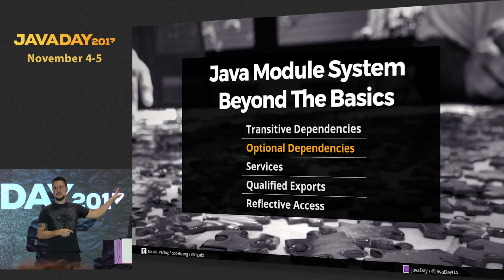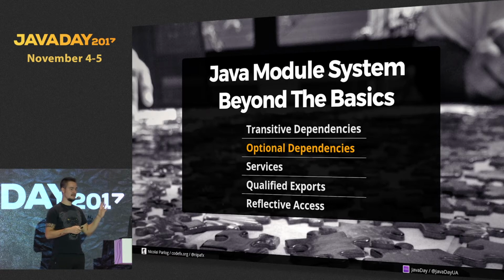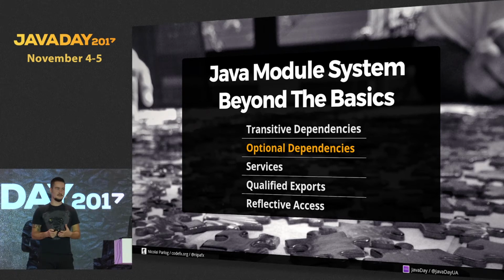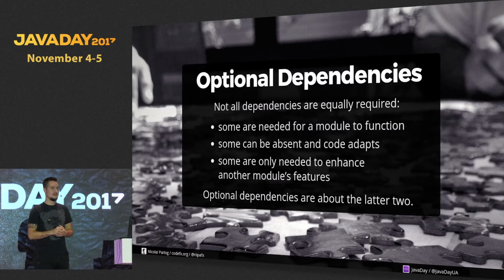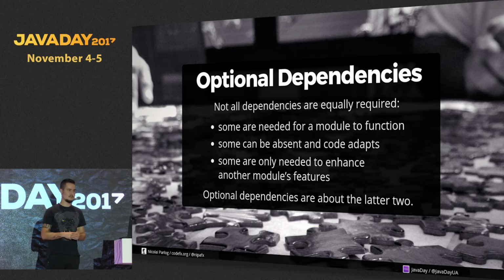Optional dependencies. So what I just said about transitive dependencies, that's a little bit a step back from this very strict readability and accessibility rules, and it is even more true for optional dependencies. So it lessens the purity of the system and improves its usability. So not all dependencies are equally required, right? Some are just needed for your code to function. If that module is not there, or that jar or that class is not there, you just can't do anything. And this is what regular requires clauses are there for.